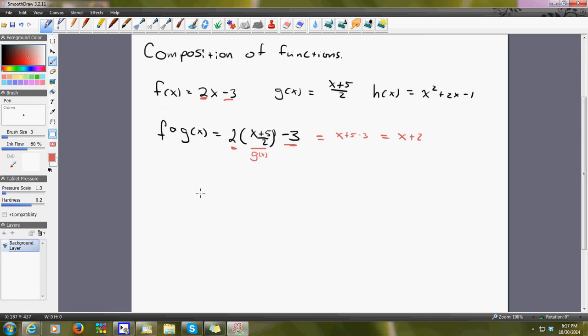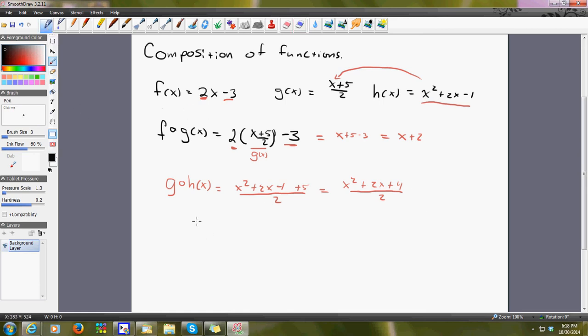If I had something like g of h of x, here's h of x, and so I'm going to plug that in to wherever I see x for g. So I'm going to get (x squared plus 2x minus 1 plus 5) all over 2, which is (x squared plus 2x plus 4) over 2. You can actually even go a little bit further. No, you can't. I almost tried to factor that, and I just realized I'm not going to be able to.